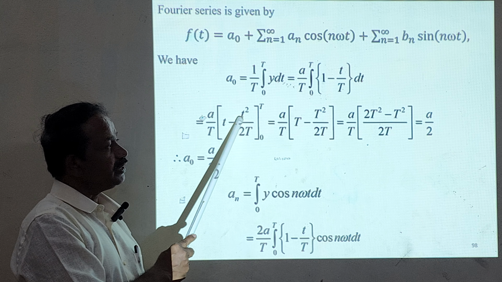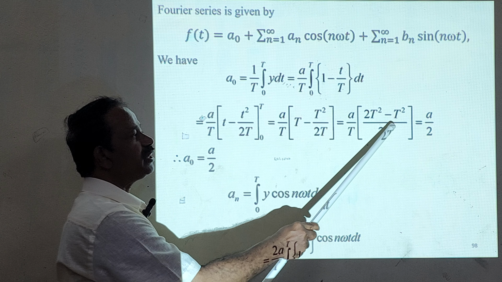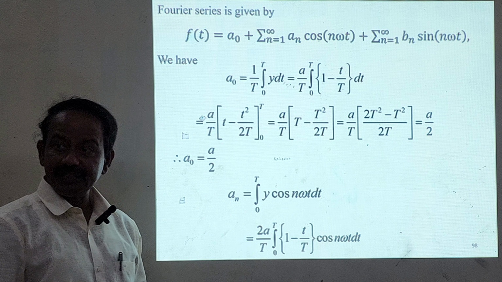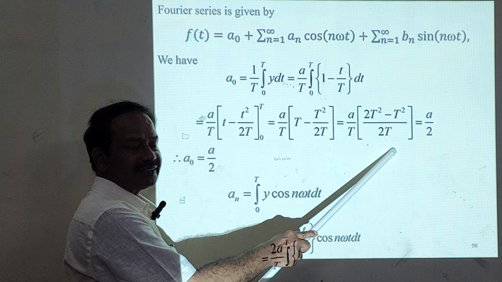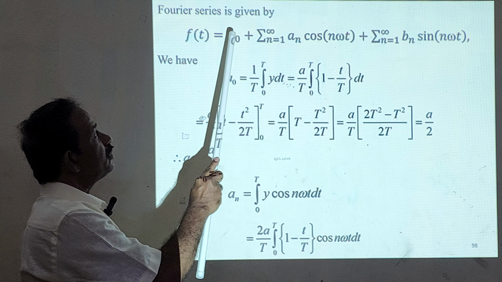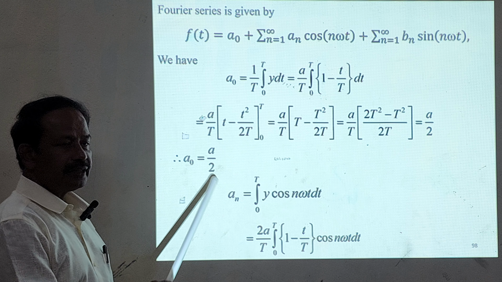Substituting the upper limit for t squared, that will give T squared by 2T. Taking the LCM, we have 2T squared minus T squared by 2T. 2T squared minus T squared will be T squared, and one T will get cancelled, another T will get cancelled. So we have A by 2 for A0. We have now found A0, which is A by 2.